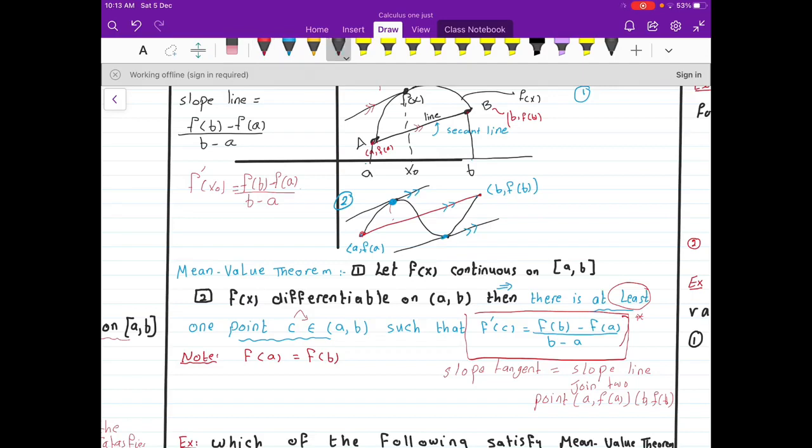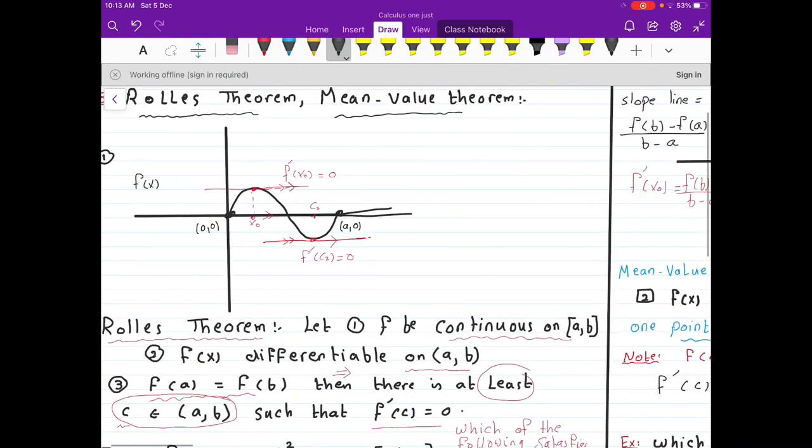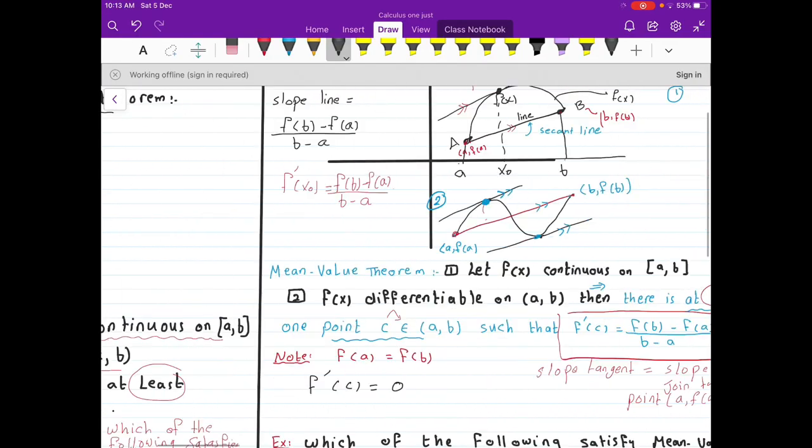Note: if we have f(a) equal f(b), we get Rolle's theorem. Why? Since you get f prime of c equal to f(a) minus f(b) over b minus a, which equals 0. So Rolle's theorem is a special case of the mean value theorem. When f(a) equals f(b), the tangent line is horizontal. Okay, so the mean value theorem is more general than Rolle's theorem.